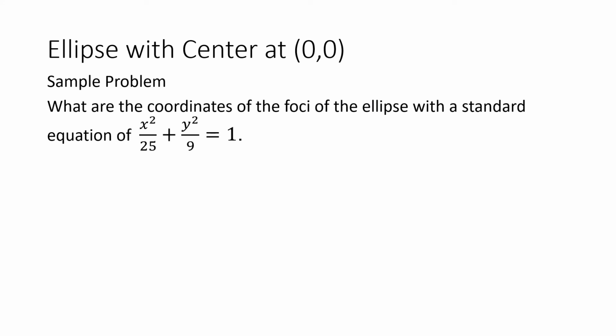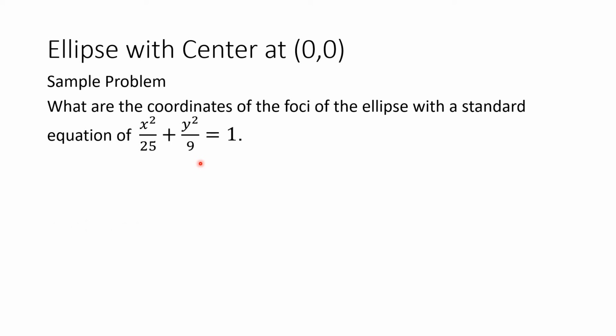Let us now solve some problems involving ellipse with center at 0, 0. What are the coordinates of the foci of the ellipse with a standard equation of x squared over 25 plus y squared over 9 equals 1? By looking at our standard equation, we can see that the denominator of x squared is greater than the denominator of y squared. So we can say that the major axis of our ellipse will be the x-axis.